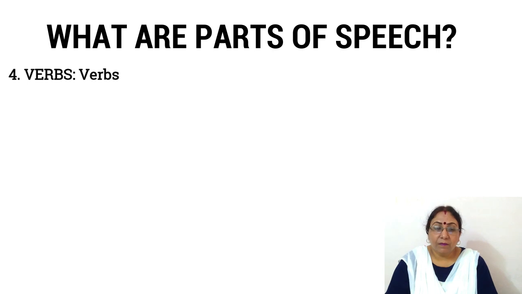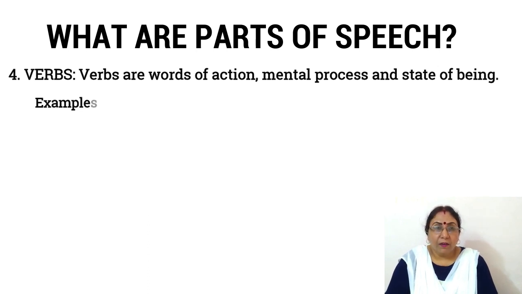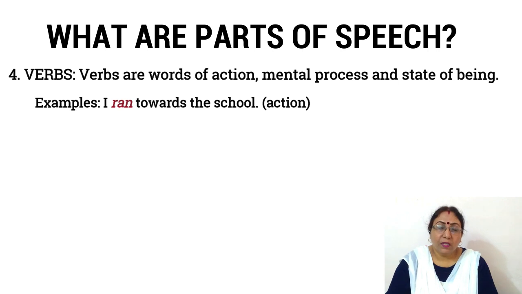Now what are verbs? Verbs are words of action or mental process or state of being. Now we will be understanding these three, action or mental process or state of being, through examples. If we say a sentence, I ran towards the school. So this sentence has the word ran. It shows an action of running. So this is an example of action.